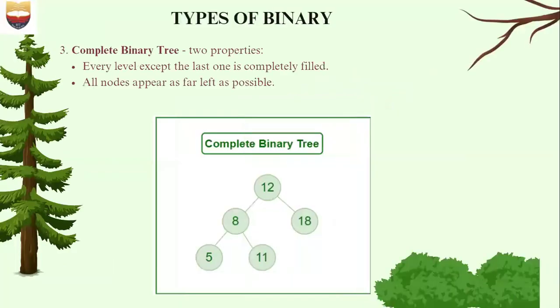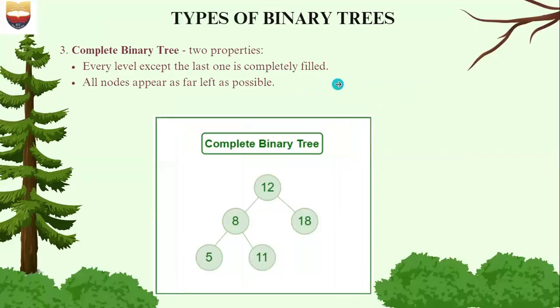Next category is complete binary tree. A binary tree is said to be a complete binary tree only if it satisfies the following two properties. The first property is every level except the last one is completely filled. And the second property, all nodes appear as far left as possible. The following diagram shows the structure of a complete binary tree.